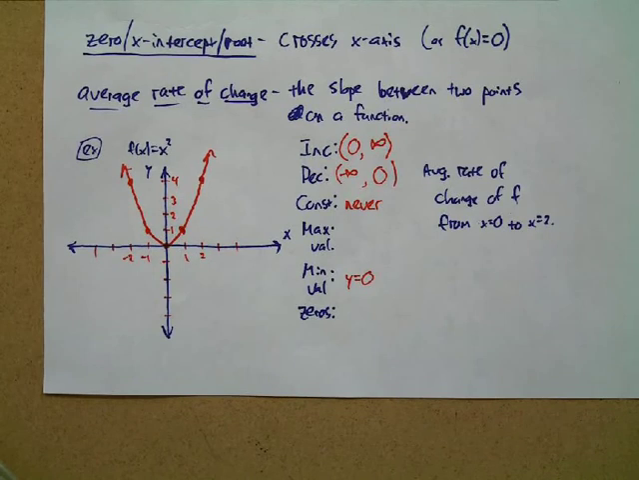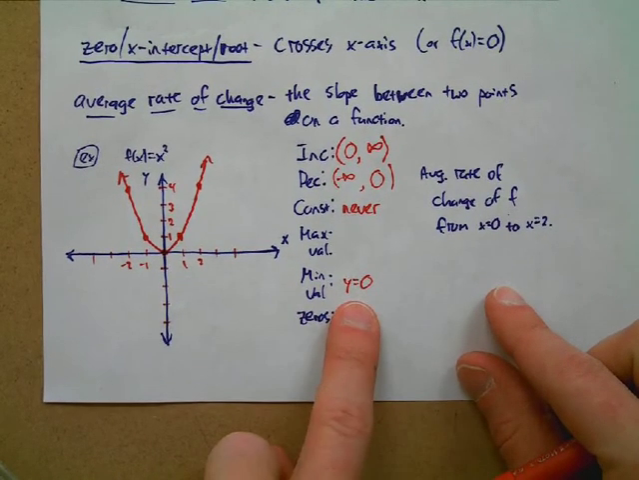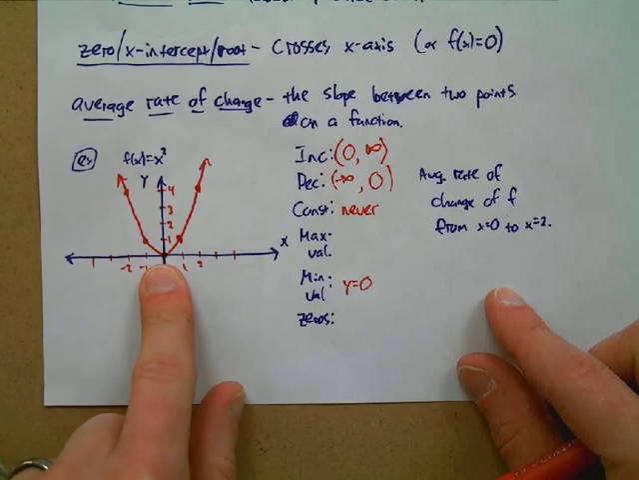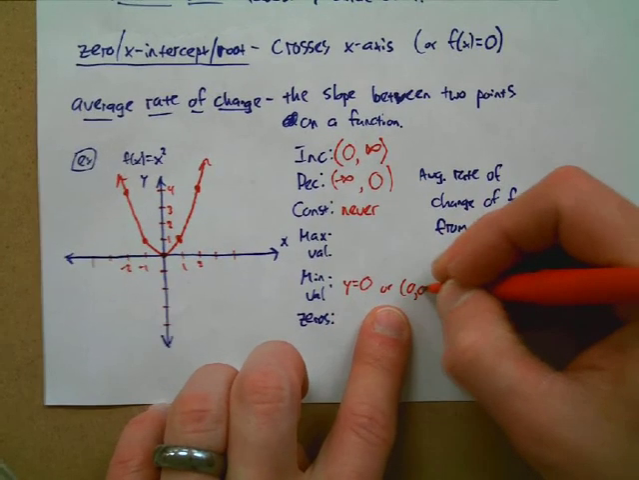So notice for that minimum value, I just put y equals 0 because it's the lowest y value. If you gave me the coordinate for the minimum value, I'd be okay with that too. If you gave me 0, 0, that'd be okay too. So if you put 0, 0 here, that's also okay, if you like.